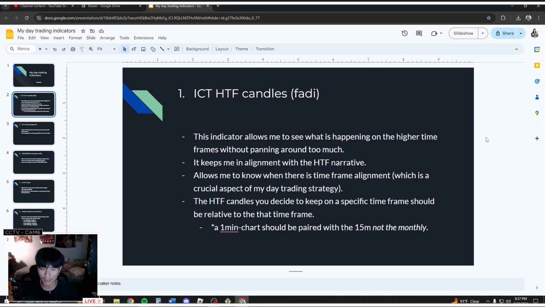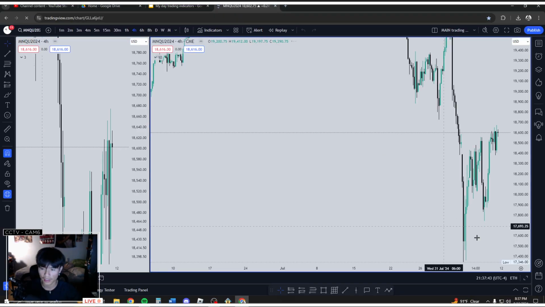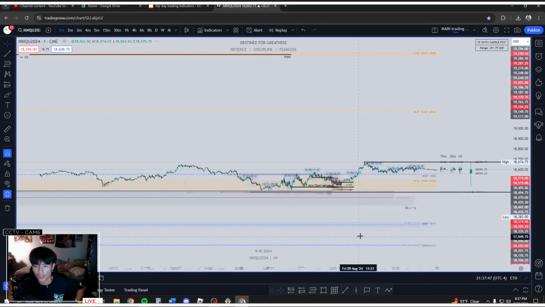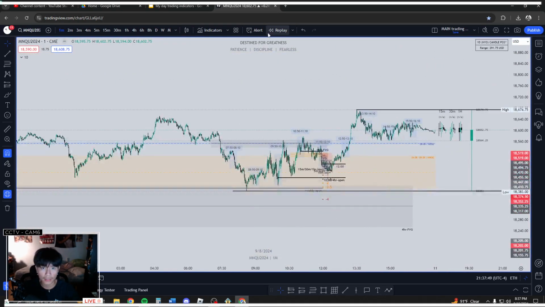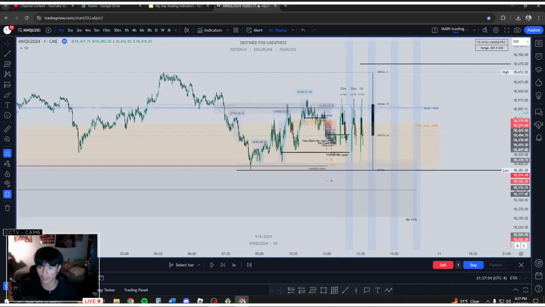But the monthly, you're not going to be able to target monthly objectives with 1 minute structures. That's just not how prices are aligned or time is aligned. So let me show you guys what I mean by the higher time frame candles and what it actually is. Let's go on the 1 minute time frame, and this is essentially what the higher time frame candles allow me to do here.